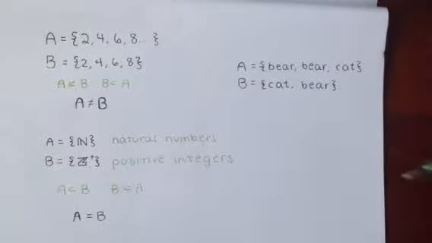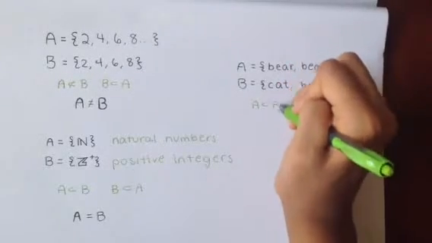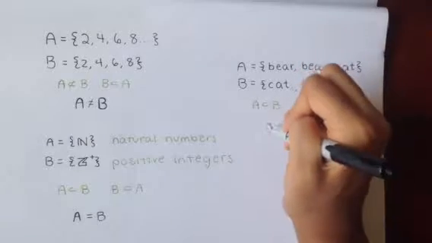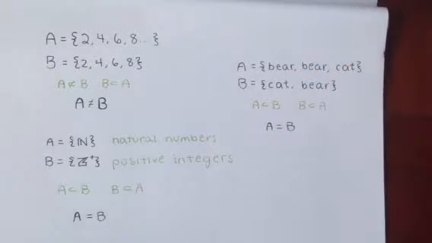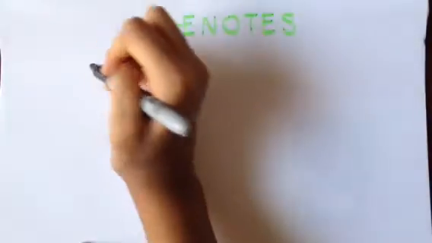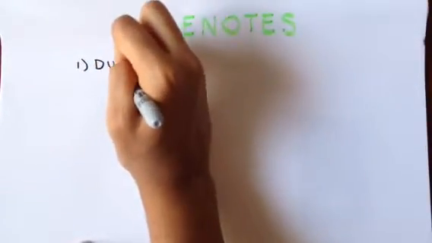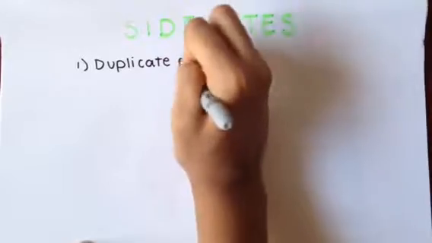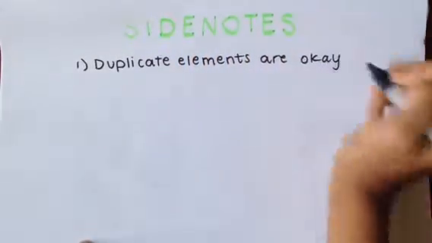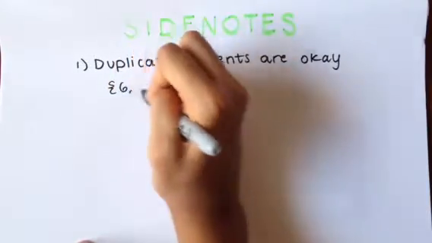This example is a little different because we have duplicate elements as well as a different order. Still, A equals B. Here are a couple of side notes which apply in particular to the third example.